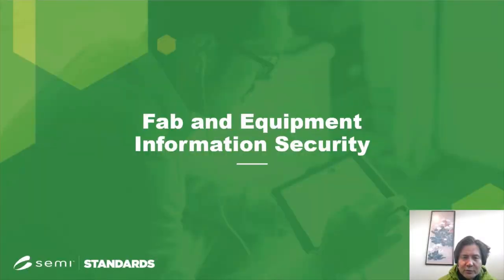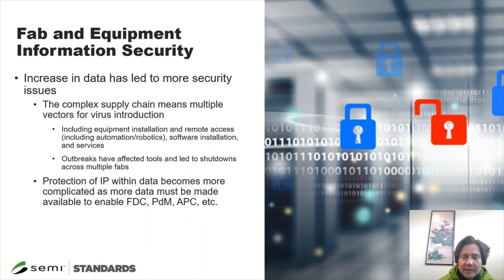Okay, let's move on to fab and equipment information security. So with the increase in data, it's a good thing. We can optimize our manufacturing processes, share data across the fab. However, the converse of this is there are more security challenges. There are more vectors now for virus introduction, and this includes both equipment installation and remote access, software installation and services, and there have been a lot of visible outbreaks that have impacted tools and led to shutdowns across multiple fabs.